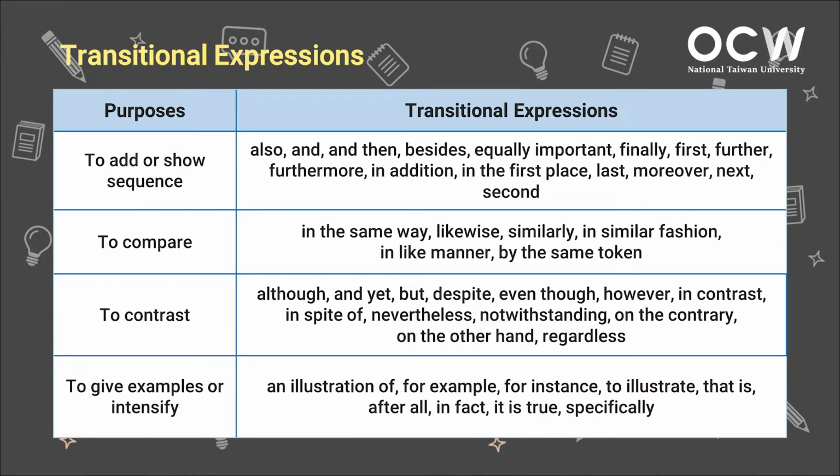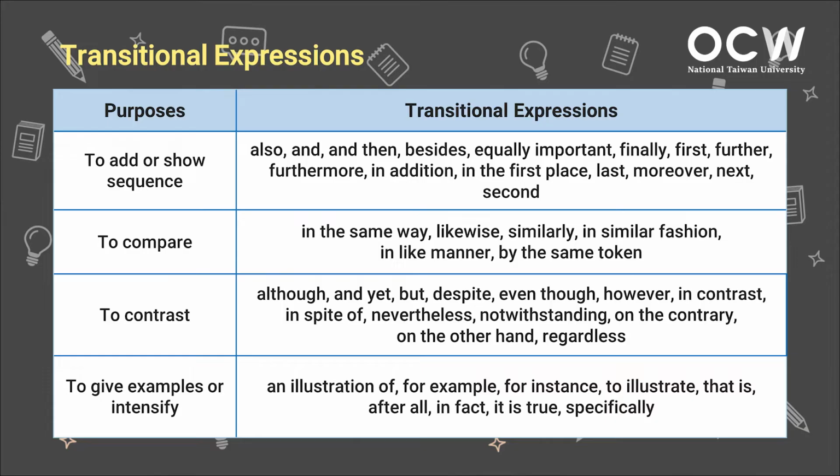What are some of the transitional expressions? Transitional expressions can also be seen as a type of connector. For example, when these transitional expressions are used to add or show sequences, we would have the normal chronological order words such as first, second, or third, or when we're demonstrating different importance, perhaps we're saying equally or besides. When we're talking about who comes first or second, it could be in the first place or last. Again, different purposes will use different words.